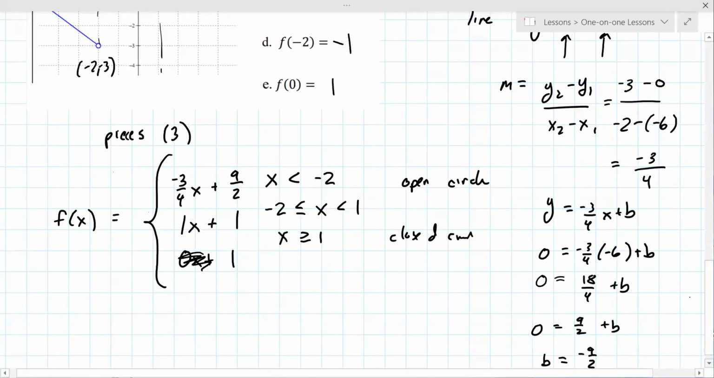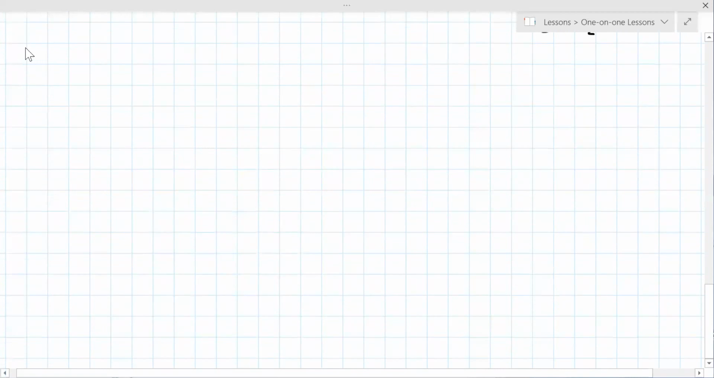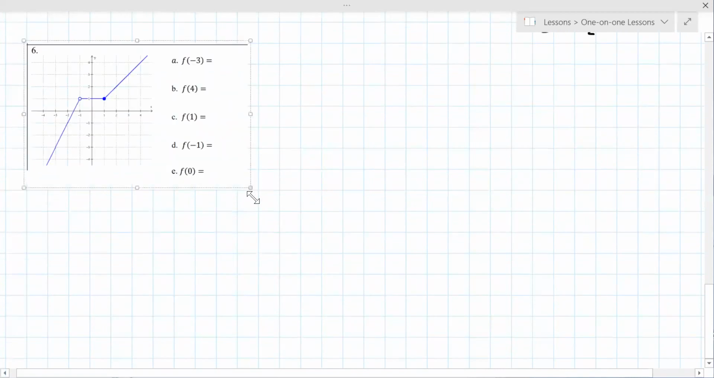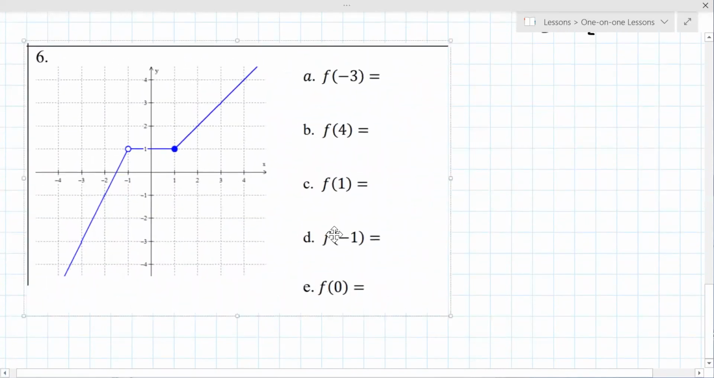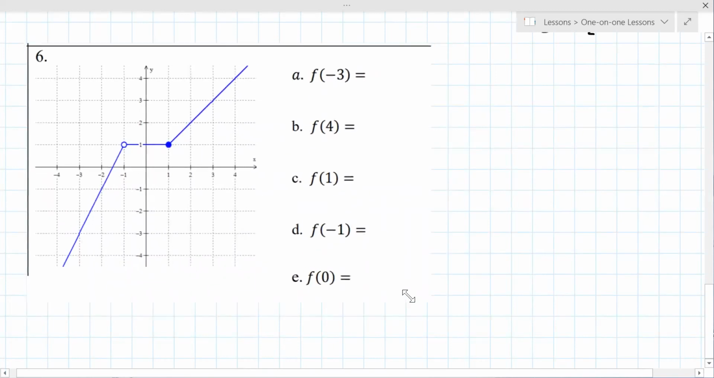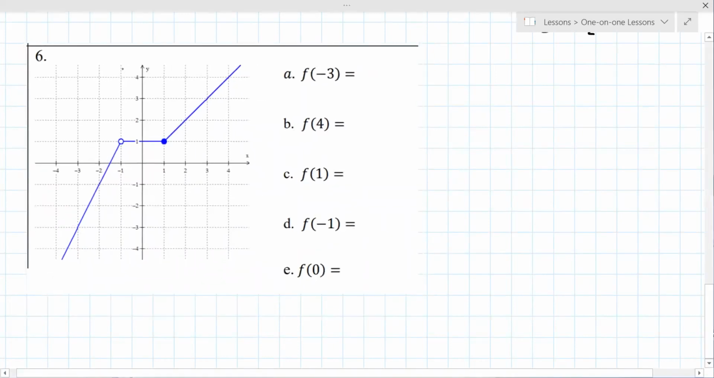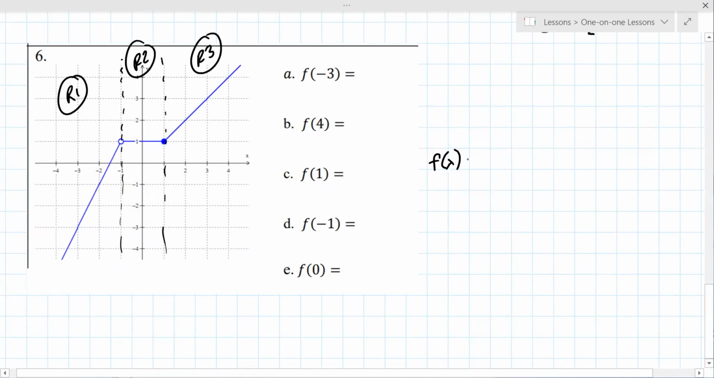Okay, so let's look at another problem here, and this time we're not going to worry about evaluating it. We're just going to worry about writing the 3 equations. So to me, there's this region 1, region 2, and then region 3. So we've got 3 regions. There could be 2 regions. There's at least 2. There could be 3. There could be 4. Actually, as many as you need.